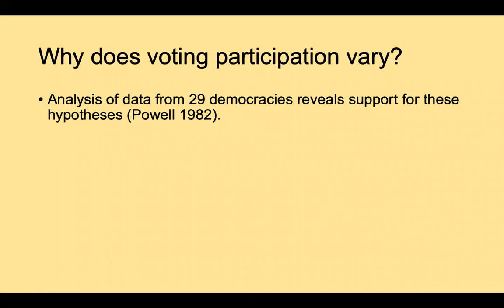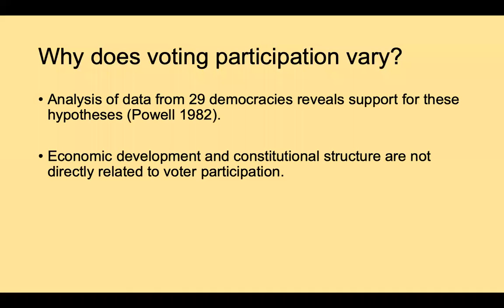So the secondary literature shows us that when these factors are analyzed and when other factors are controlled for, there's significant support for all of these different hypotheses. And that's consistent with what we know about the role of economic development already and what we know about the role of strong party systems already. But there's really more to the story.